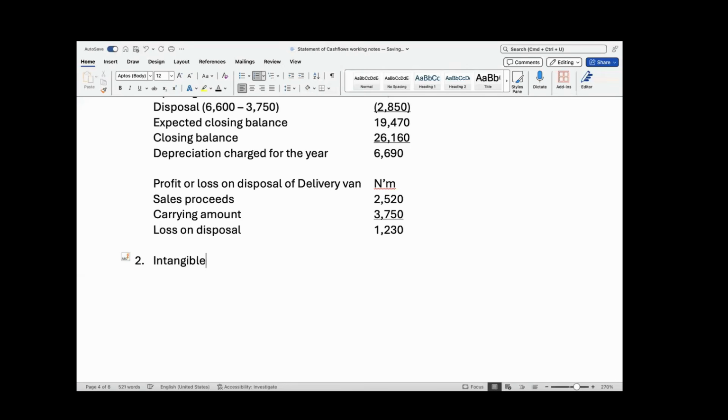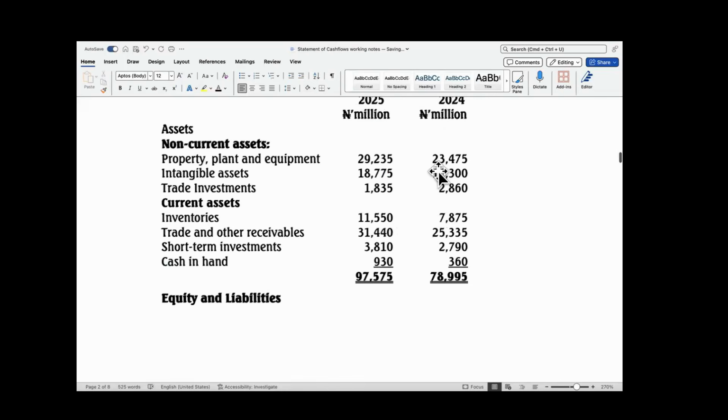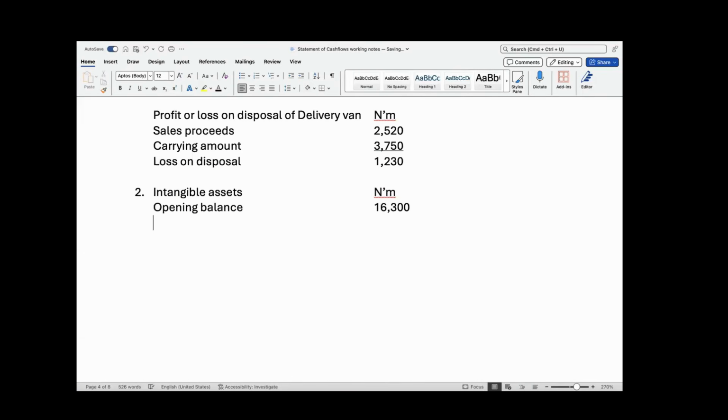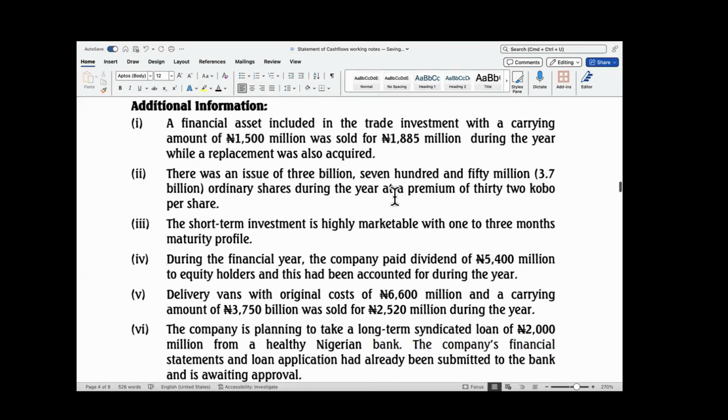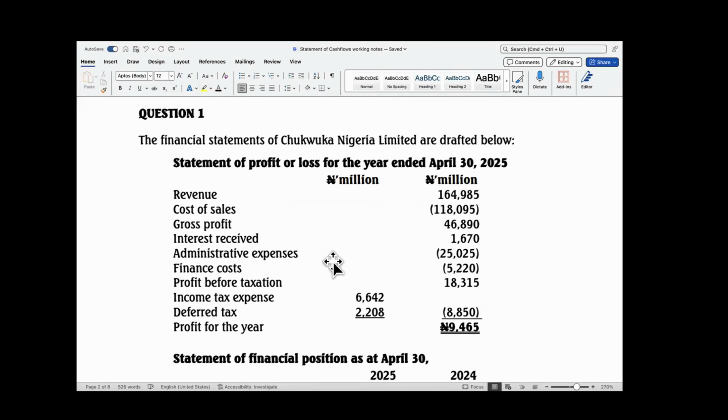So my intangible assets, again, similar approach. I'll look at the opening balance of my intangible asset. The opening balance is 16,300. And from what I've read, I did not see anything. They did not give me anything around intangible assets. If they had probably told me that they amortize the intangible asset to this amount, then I would have gone ahead to deduct that. But they did not mention that.